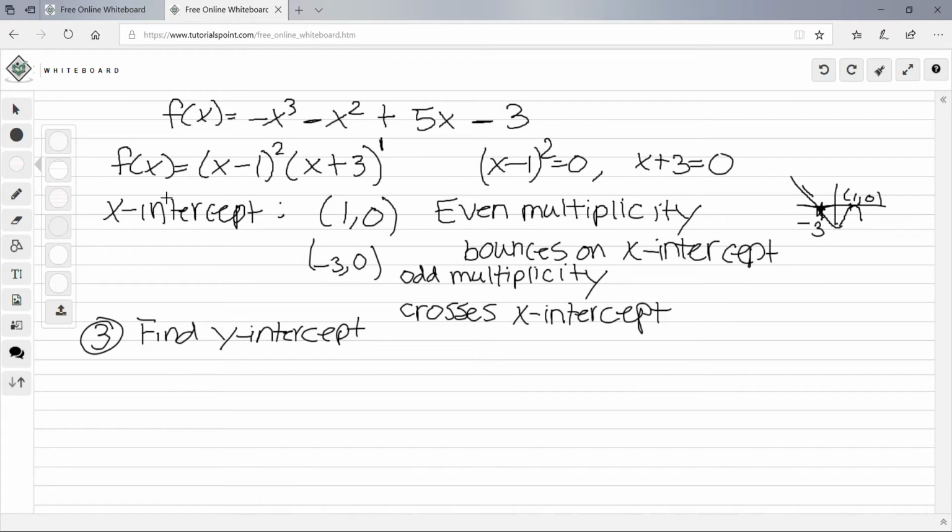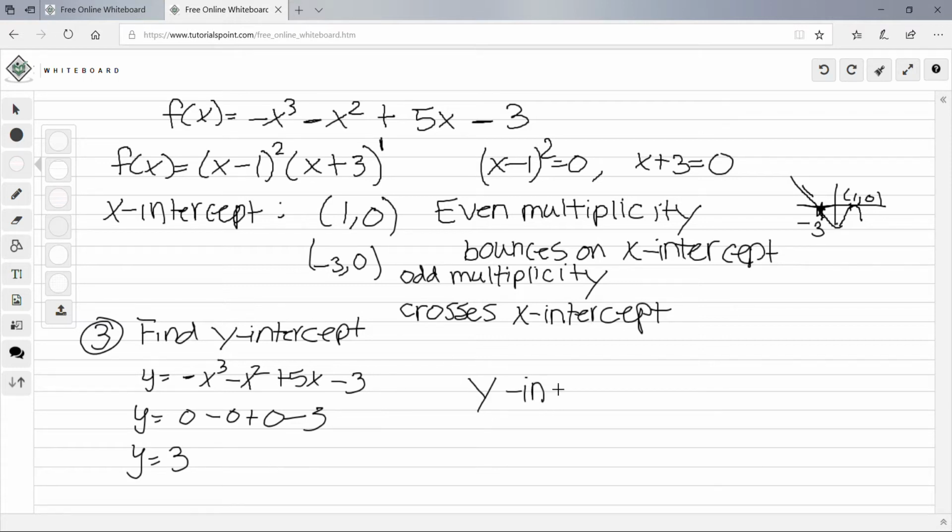So our original equation is y equals -x cubed minus x squared plus 5x minus 3, right? So what you do is you plug in 0 for x. Wherever there's an x, you plug in 0. So it's going to be 0 minus 0 plus 0 minus 3. So you're left with y equals -3. So our y-intercept is 0, -3.